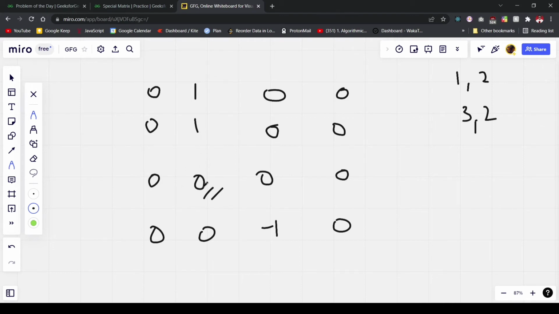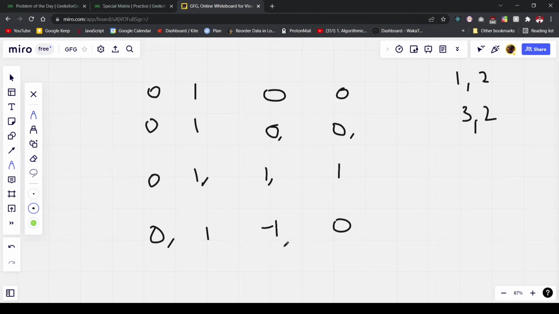So there's one possible way to reach 0 over here from above and 0 from the left. So I'll add 1 plus 0, that will give me 1, and I'll do the same for every other cell. For this particular cell, I'll have 1 plus 0, that would give me 1. For this particular cell, I'll have 1 plus 0 again, that would give me 1. And for this particular cell, I'll have 1 plus 0, that would give me 1 again.